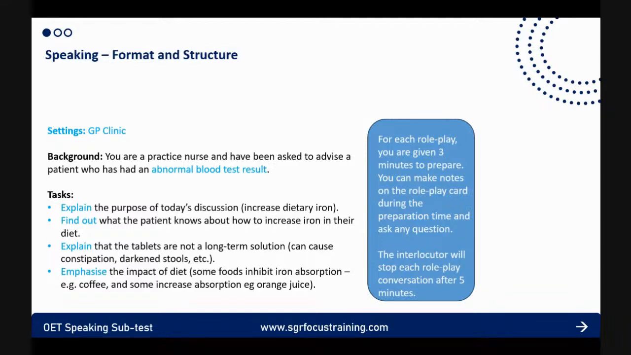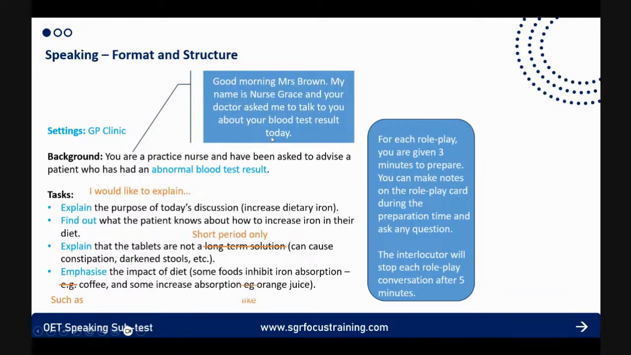So during the 3 minutes of preparation, normally I would say prepare your introduction. You don't need to write everything as I've written in here. You can just write the very first start. You can say, "Good morning, Mrs. Brown. My name is Nurse Grace," or "My name is Dr. Grace. And I've been asked to speak to you today about your blood test result."